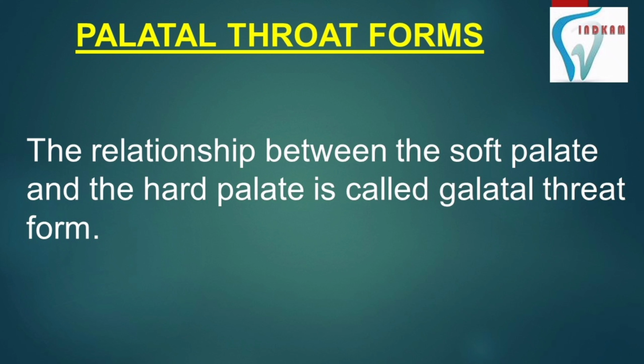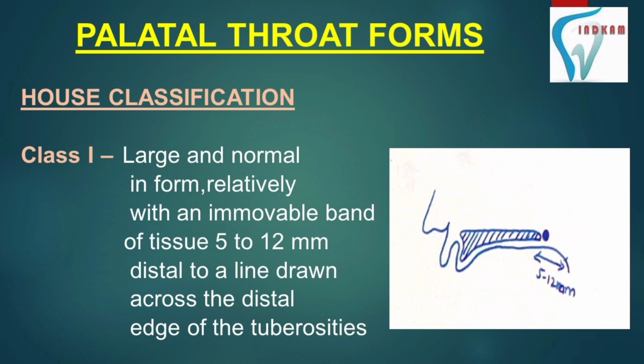Palatal throat forms. The relationship between the soft palate and the hard palate is called palatal throat form. House classified palatal throat form into three classes. Class 1 is large and normal in form, relatively with an immovable band of tissues 5 to 12 mm distal to the line drawn across the distal edge of the tuberosities, as you can see in the picture itself.